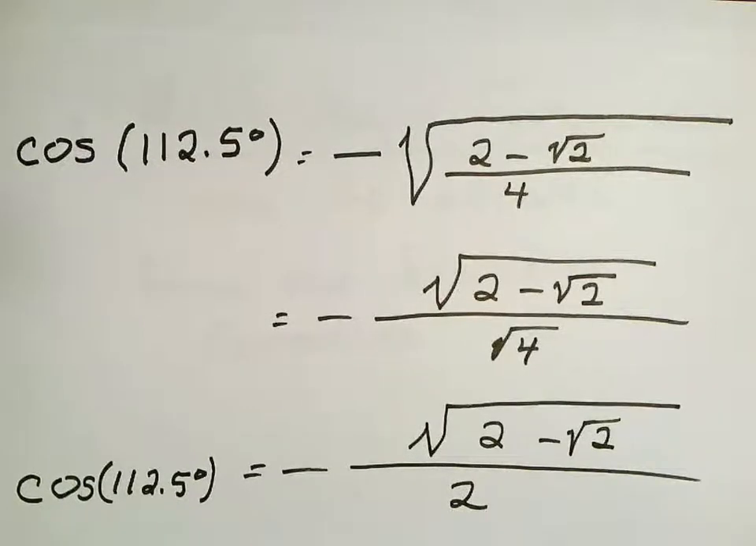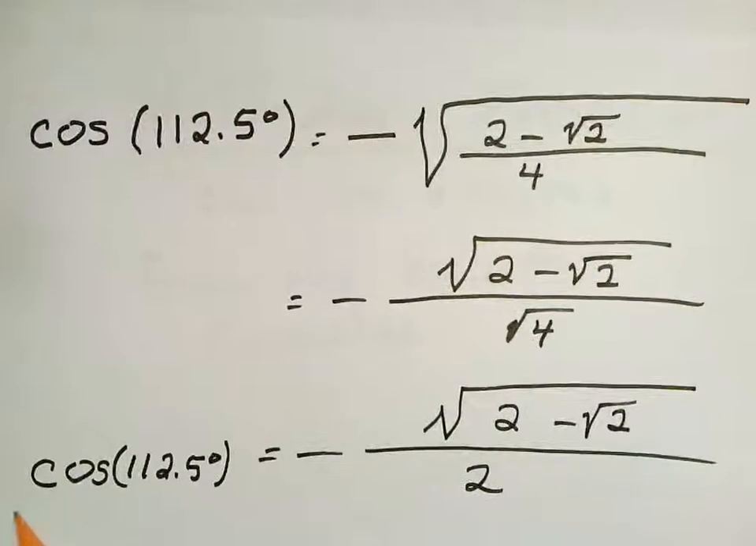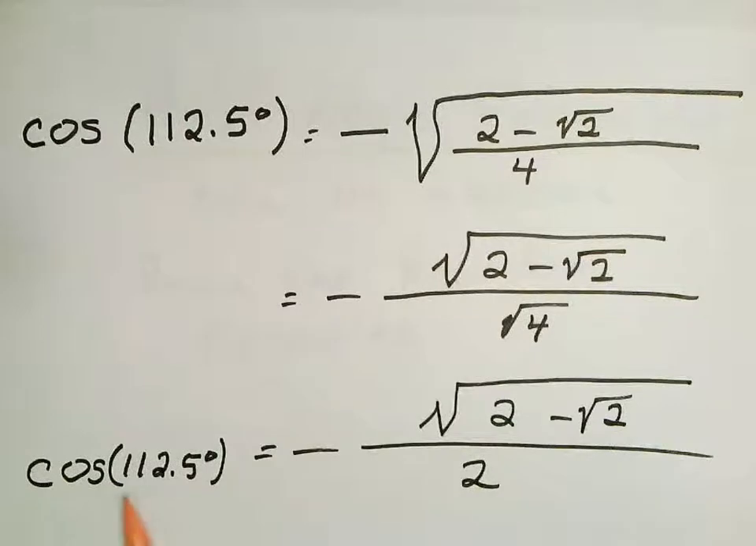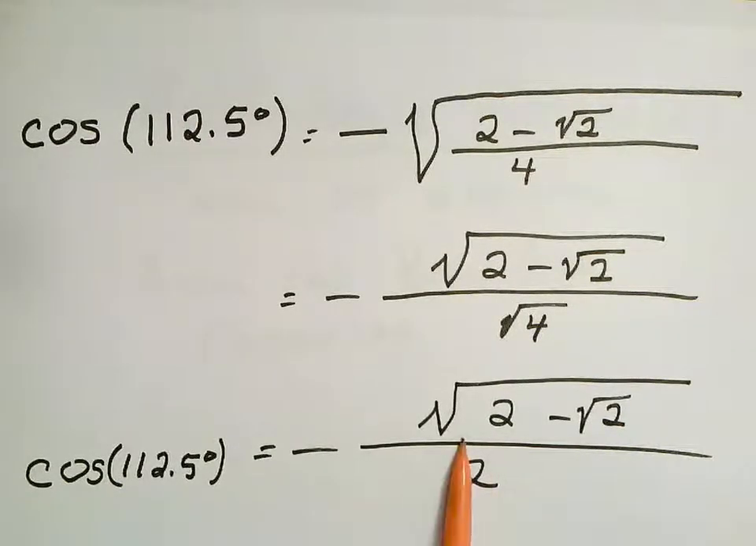So our final answer will be that the cosine of that half angle, 112.5 degrees, is equal to negative square root of 2 minus square root of 2 all over 2. So this is our answer.